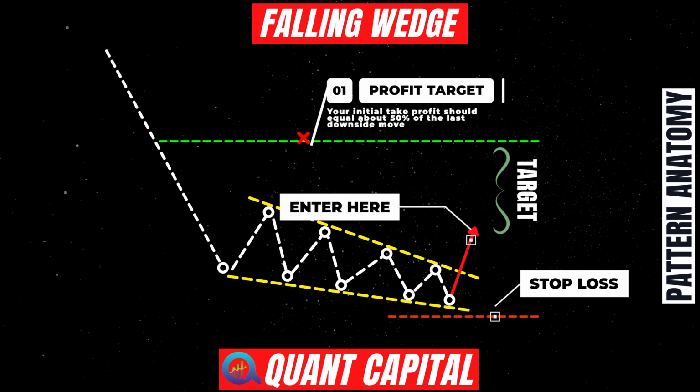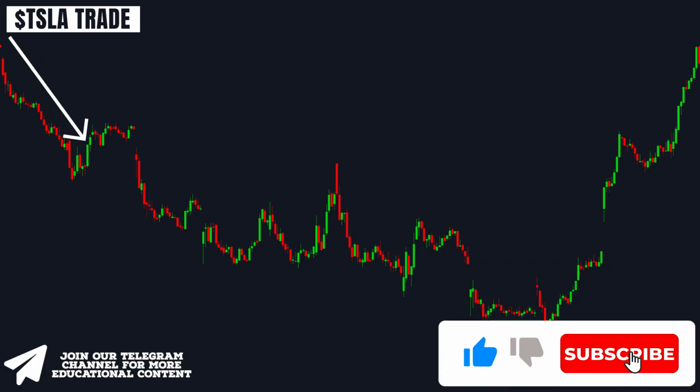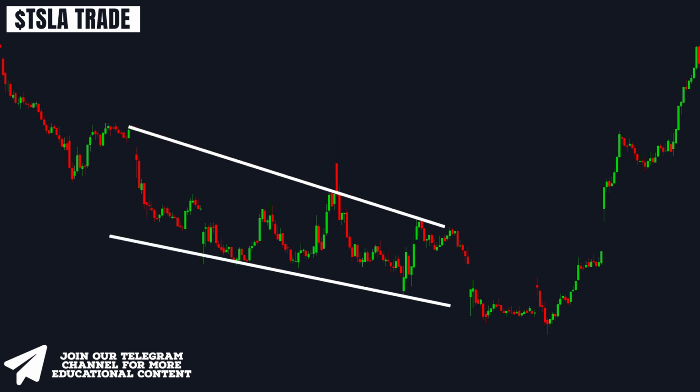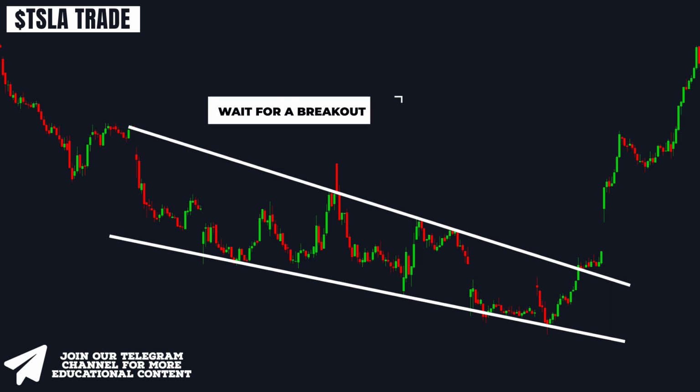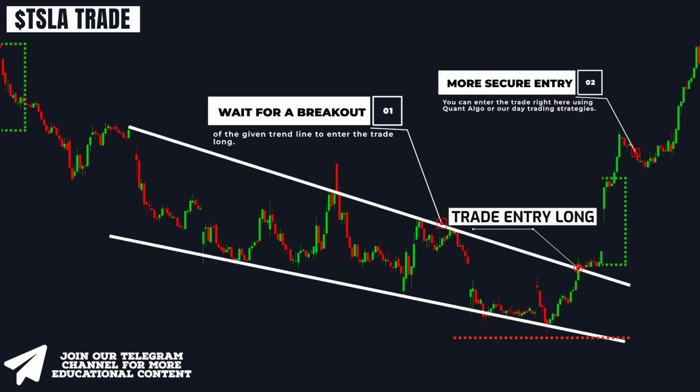For now, let's move to the market example. So, the price initially was in a strong downtrend. Then the price begins to form wider swings, making lower highs and lower lows which form two contracting lines. So we can draw two trend lines. At this point, we should wait for a breakout of the upper trend line to enter the trade long. And here it is. We can enter during the initial breakout, placing a stop loss below the recent swing low and targeting about 50% of the initial downside wave. More secure traders can also enter on the follow-up pullback right here.